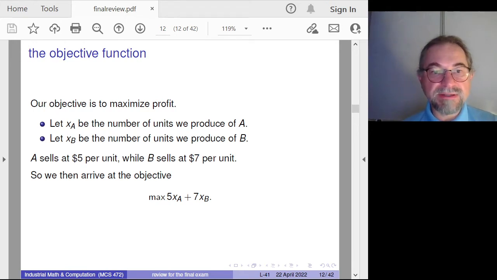Why the 5 and the 7? Well, the profit is 5 times x of A, where x of A is everything we produce of item A, and the term 7 times x of B is the contribution to the profit of the production of items of B. Okay, that's the first part.